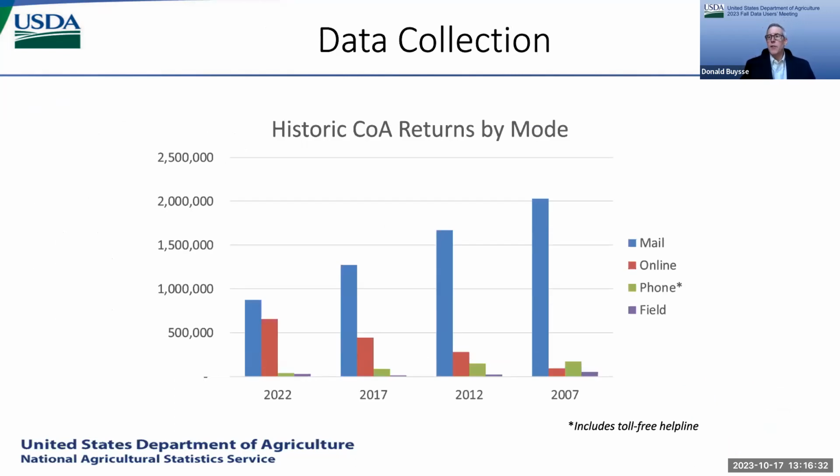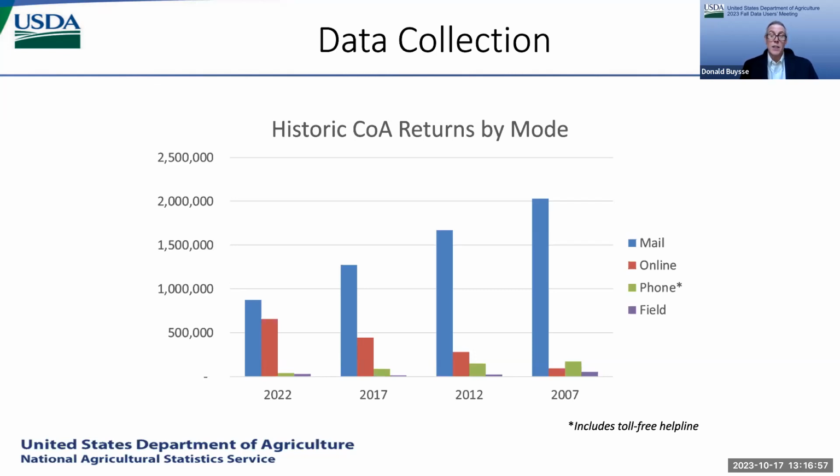Let's talk a little bit about metrics. I won't go into a great deal of metrics, but this graph here shows the returns for the census historically by mode. And you see with the 2022 at the furthest to the left, the most recent year, you see this steady decline in the number of mail responses. Meanwhile, the online responses have had a steady rise.